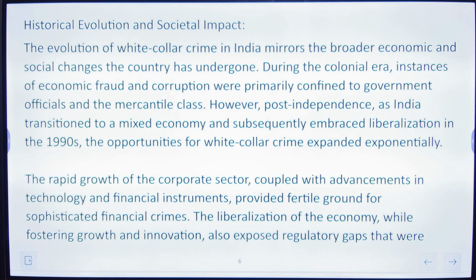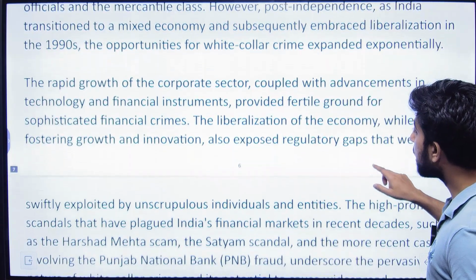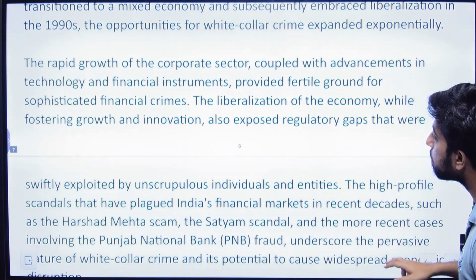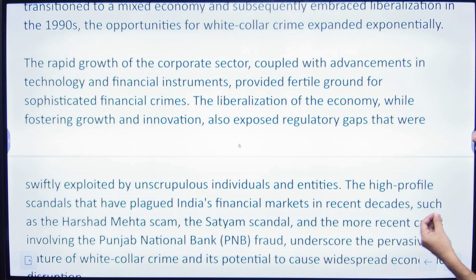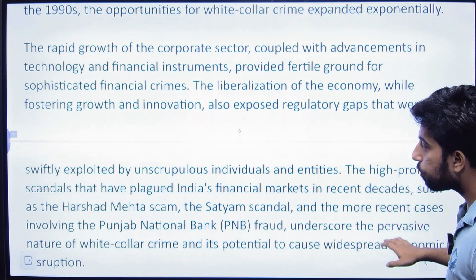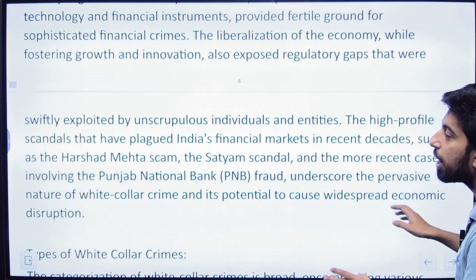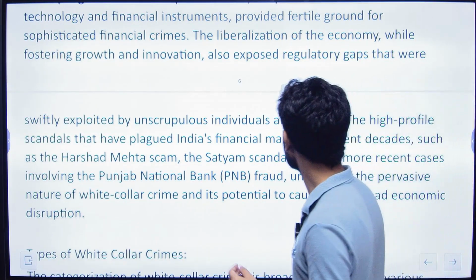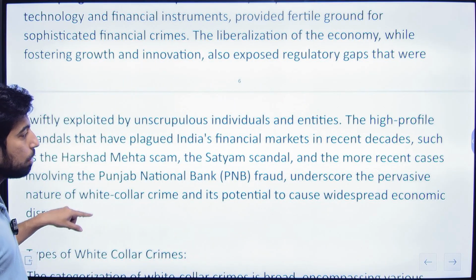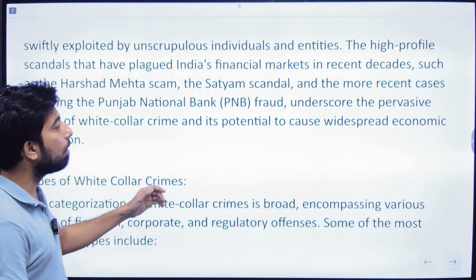Then comes the rapid growth of the corporate sector, coupled with advancements in technology and financial instruments, provided fertile ground for sophisticated financial crimes. The liberalization of the economy, while fostering growth and innovation, also exposed regulatory gaps that were swiftly exploited by unscrupulous individuals and entities. High-profile scandals that have plagued India's financial markets in recent decades, such as the Harshad Mehta scam.